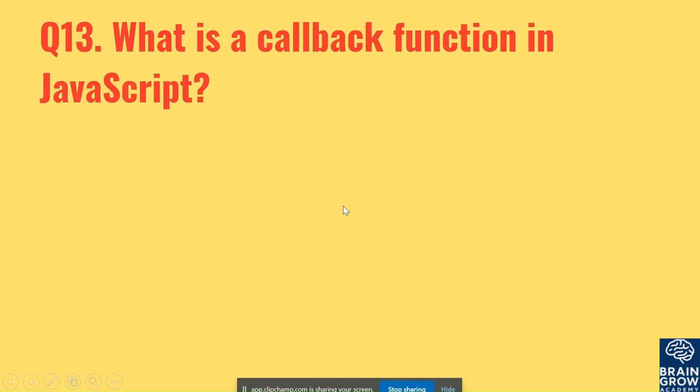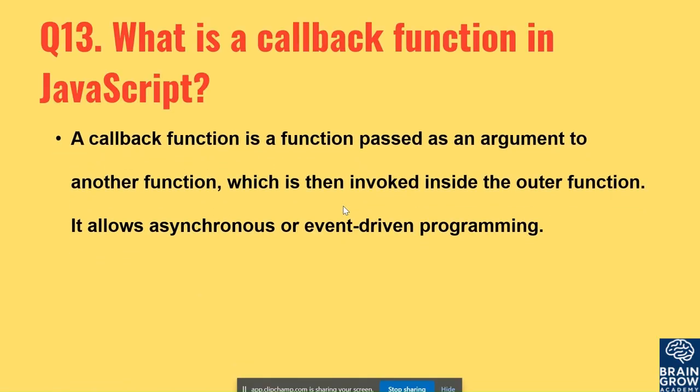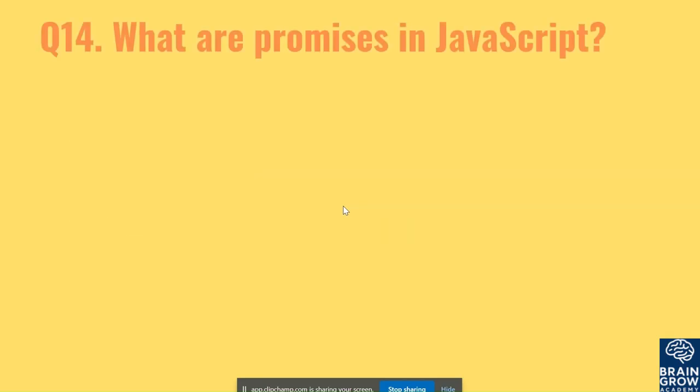And what is the callback function in JavaScript? In the previous section on asynchronous JavaScript, we discussed callbacks more. A callback function is a function passed as an argument to another function, and it is invoked inside the outer function. It allows asynchronous or event-driven programming.